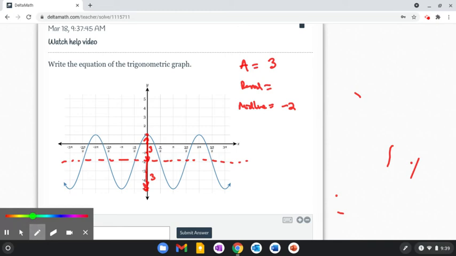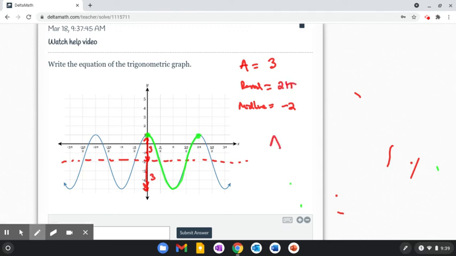And then for the period, pick a spot. I always try to pick just the beginning at 0. It's generally the easiest thing. And then when do we complete one full revolution here? One full cycle, if you will. And that's at 2 pi. So you can see it's 2 pi and then it starts over again. So our period is then 2 pi. And now we can begin to write our equation.